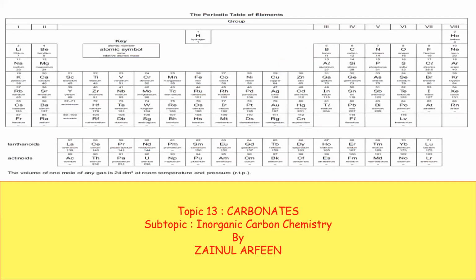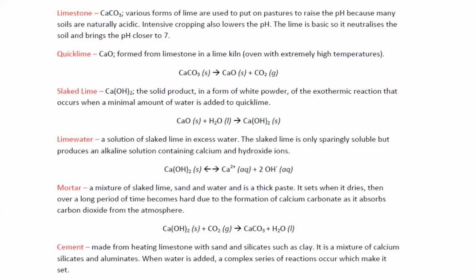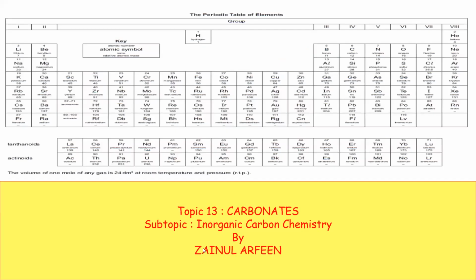So the important chemicals which you have to learn, number one is calcium carbonate, number two is calcium oxide, and number three is calcium hydroxide. Now we'll do some questions related to this topic on carbonates, so you will understand it.